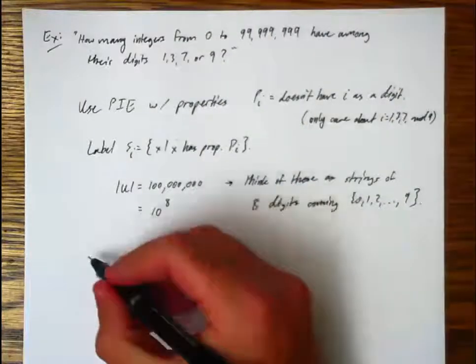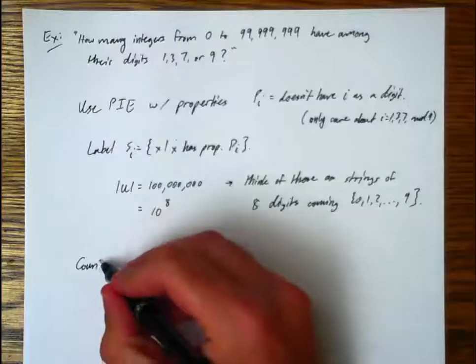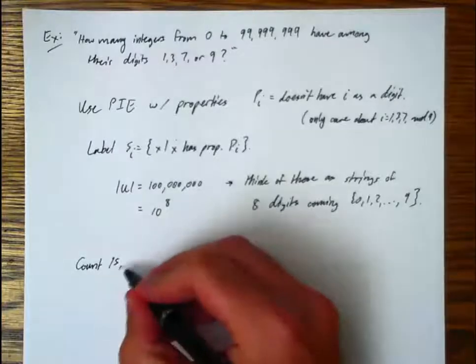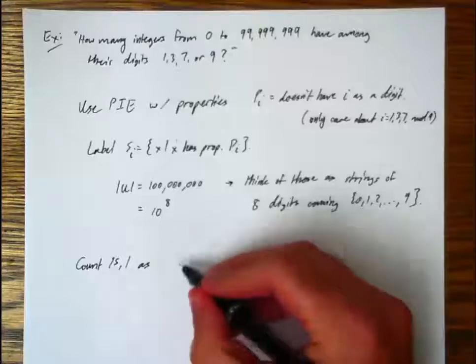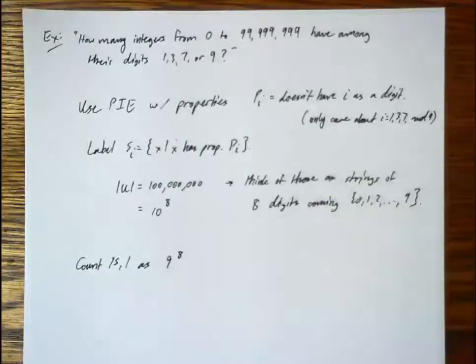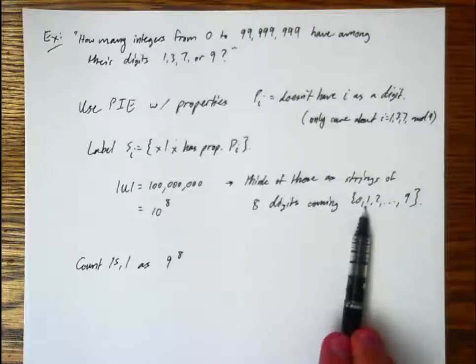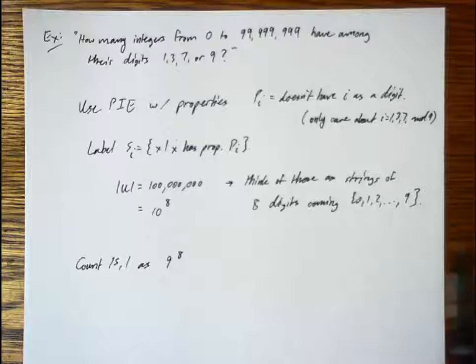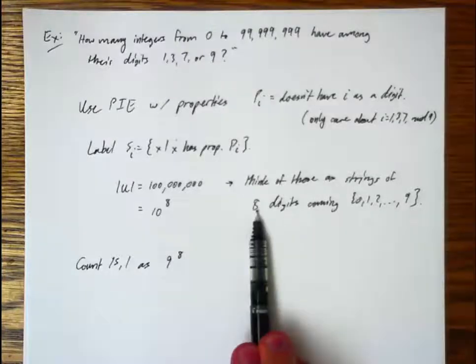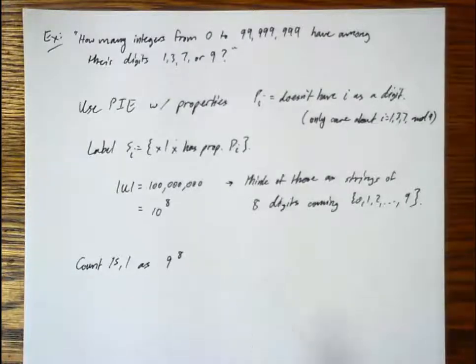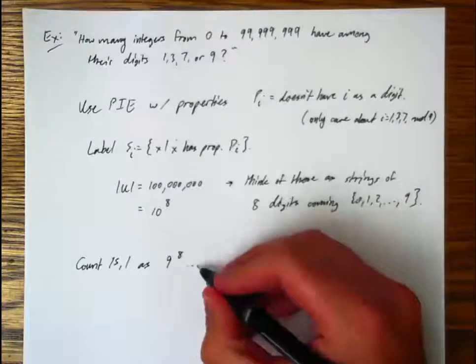Cool. So what we're going to do now is we are going to figure out how to count S1. And this one is not too hard, right? It's got to be 9 to the 8th. Now, why is that? Well, if we're thinking about S1, it can't have 1 in it, right? So that means I can't use 1 out of these 10 digits. So I have 9 left over, and I'm making 8 choices, 9 per digit. So I wind up with 9 to the 8th.